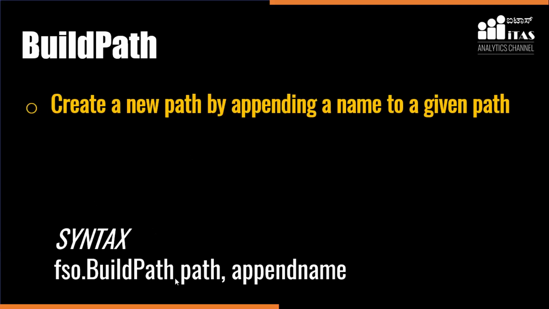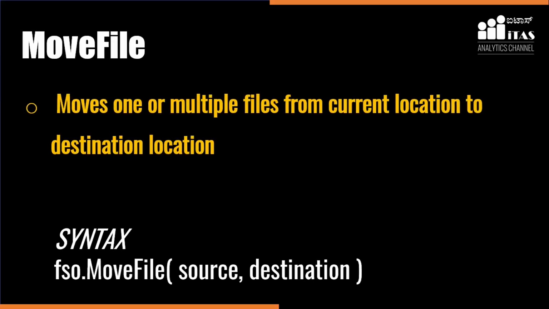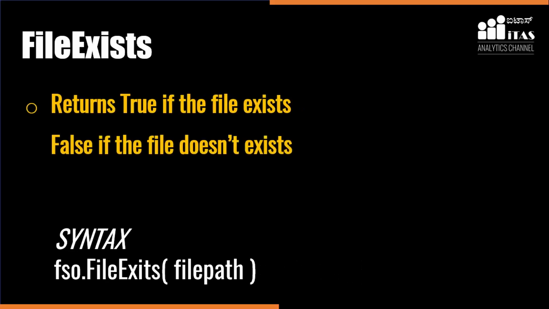This will actually help us in building a path. That is, we can append two different paths and we can create a complete path. Copy file: copy a file from one location to another location. Then we have move file to move a file from one location to another location. Then we have delete file, which will help us in deleting the files. File exists will give me true or false. If the file exists, it will give me true. Otherwise, it will give me false.